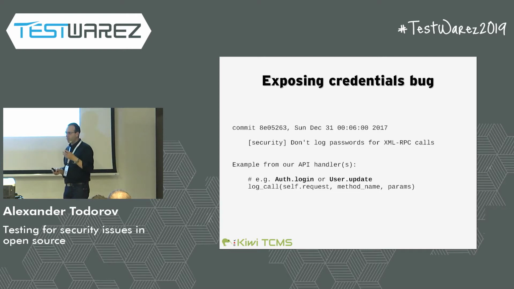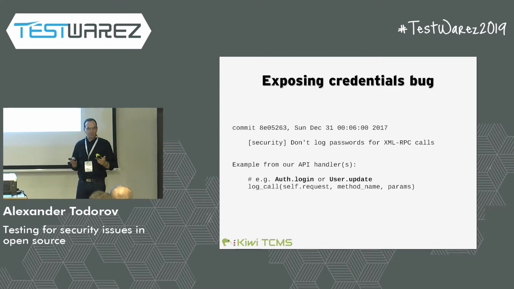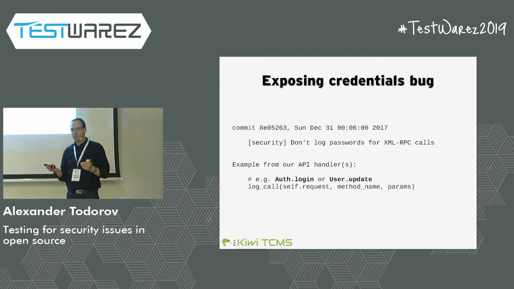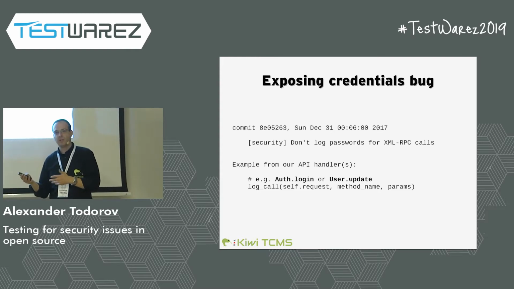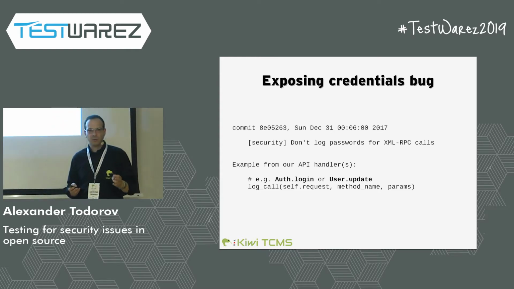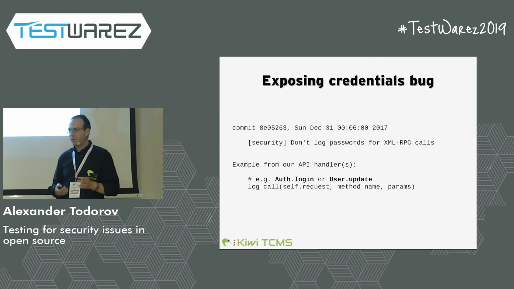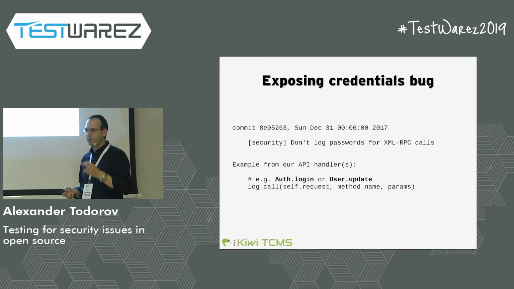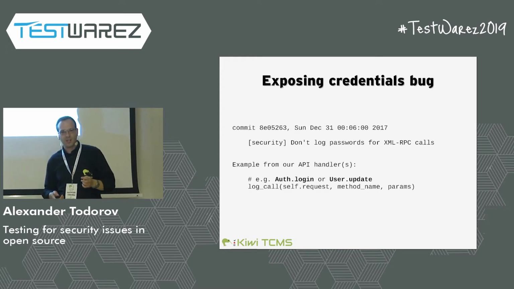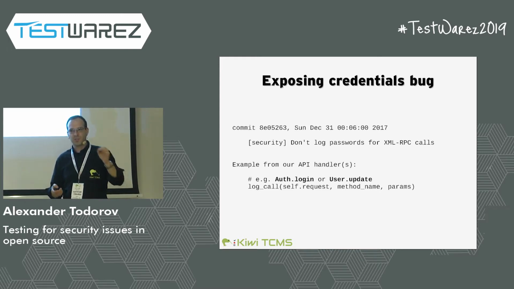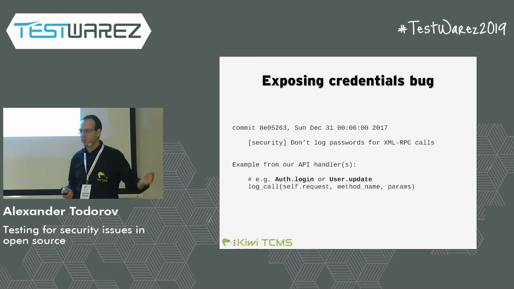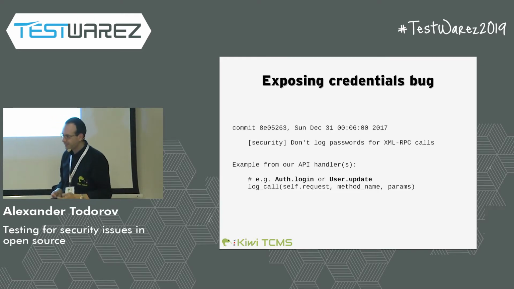The way this bug happened is we have an API layer in which we are logging all of the API calls, maybe for debugging purposes, maybe for auditing purposes. This is not malicious intention, it's a very good intention. We log the method name, the HTTP request, and all of the method parameters. And lo and behold, you have two special methods, authentication login and user.update, where the first parameter is the username and the second one is the password in clear text. This goes straight into the database.